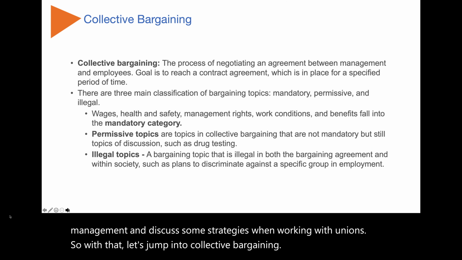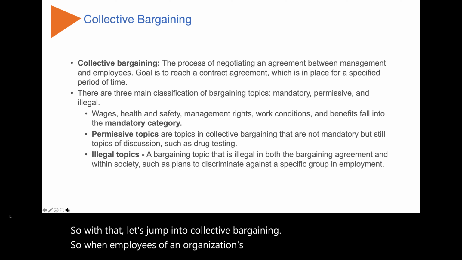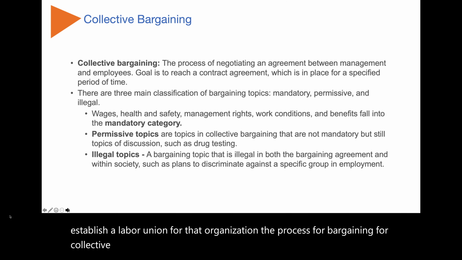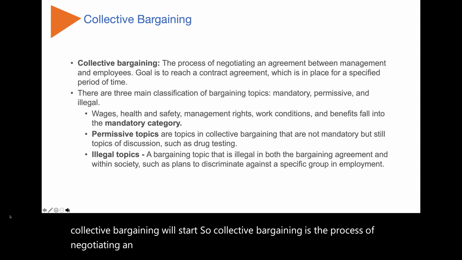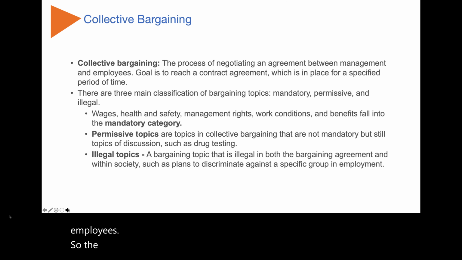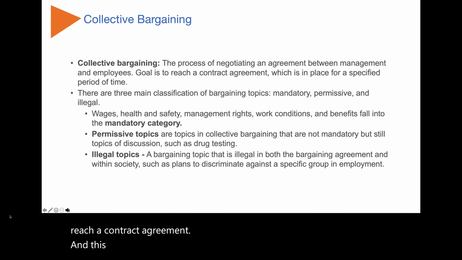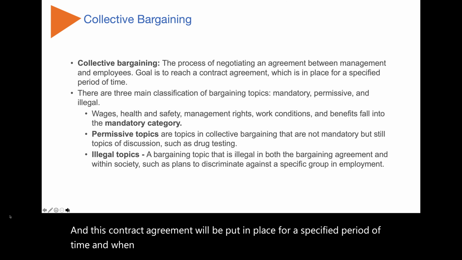So, when employees of an organization have voted to unionize, to establish a labor union for that organization, the process for collective bargaining will start. Collective bargaining is the process of negotiating an agreement between management and the employees. The goal here is for the organization, for management, and the union to reach a contract agreement. And this contract agreement will be put in place for a specified period of time. And when this time has lapsed, there will be a new contract negotiated.